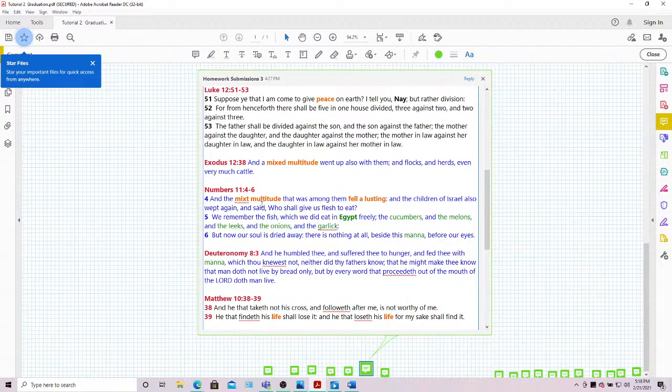"And the mixed multitude that was among them fell a-lusting." So they were lusting back for the ways of Babylon and confusion. "And the children of Israel also wept again and said, who shall give us flesh to eat?"